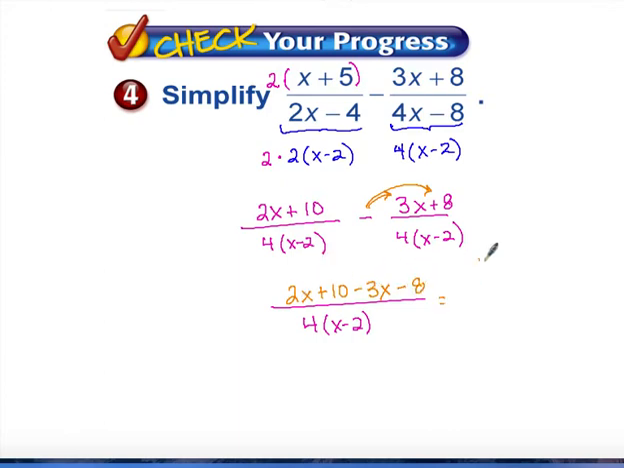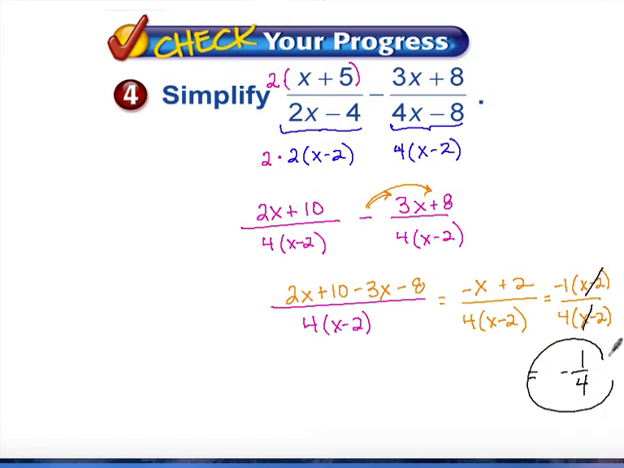Okay, so you're going to see something similar here. We have negative x plus 2 over 4 times x minus 2. So it looks like, again, I'm going to be able to pull that negative 1 out, and I'll have an x minus 2 over 4 times x minus 2. And now that they're all factors, I can go ahead and cancel and be left with a negative 1/4. Okay, so you have to be real careful that you make sure you distribute that negative 8.